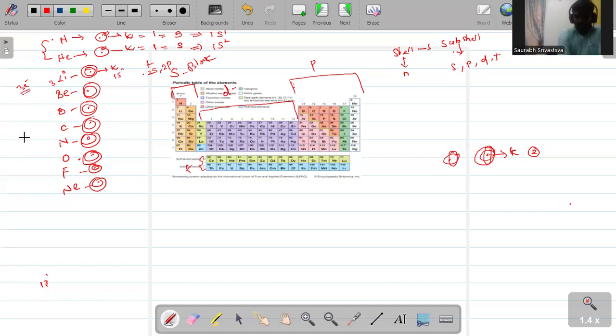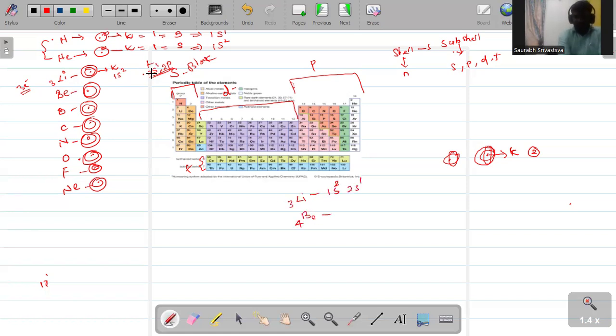Lithium, number of electrons, 3 electrons. The first shell accommodates 2 electrons. In the second shell, it can accommodate 8 electrons overall. This electron, I have only 1 more electron. So then the electronic configuration of lithium, we are writing 1s2 2s1.